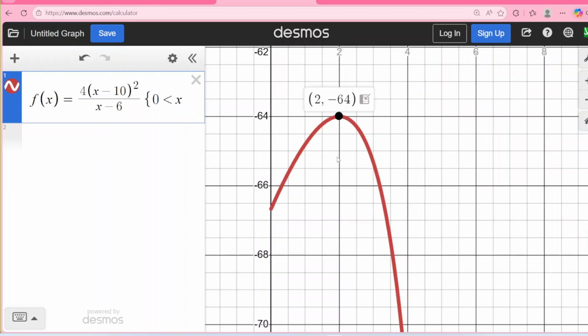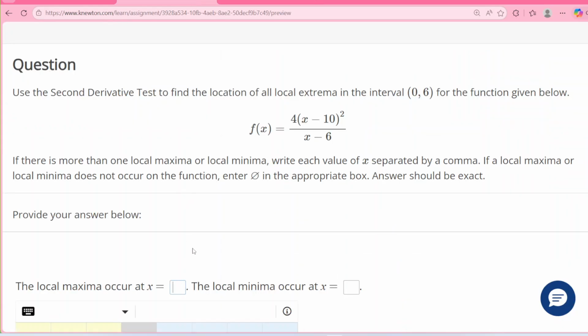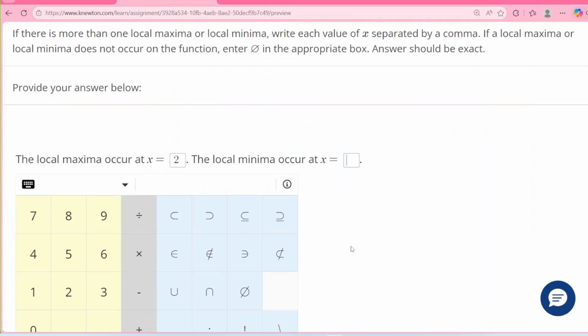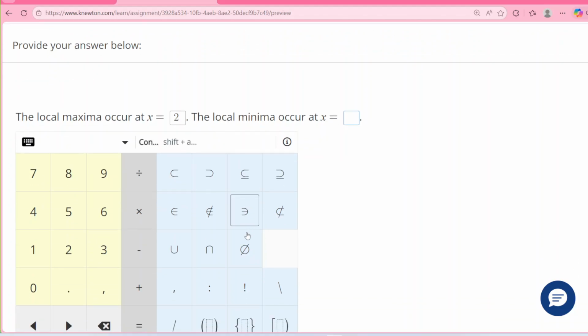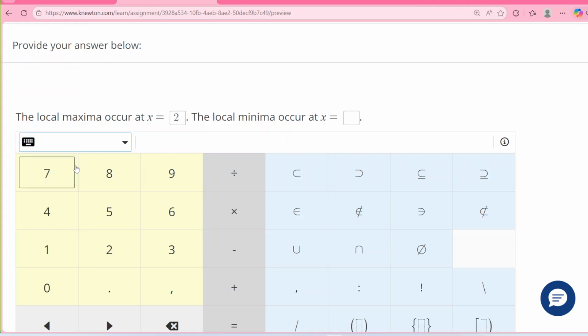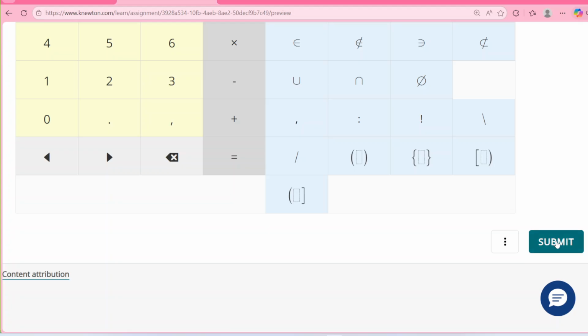And you see there's the top of a hill, there's a local maximum when x equals 2, this 2, negative 64 point, and no bottoms of valleys, right? There's no local minimum. So that x equals 2 point was correct. So local maximum occurs at x equals 2, and there is no local minimum value. So again, you're entering that empty set symbol, which is here under the basic keyboard. Oh, nope, it's in the sets keyboard. My apologies. So that circle with the slash through it symbol, because there's no local minimum in that interval.